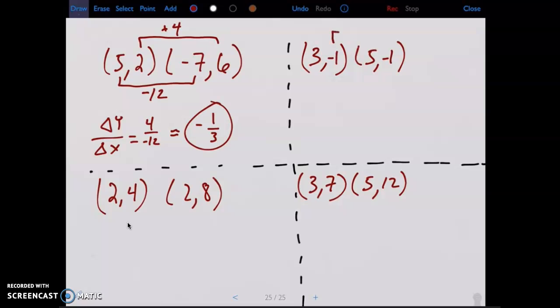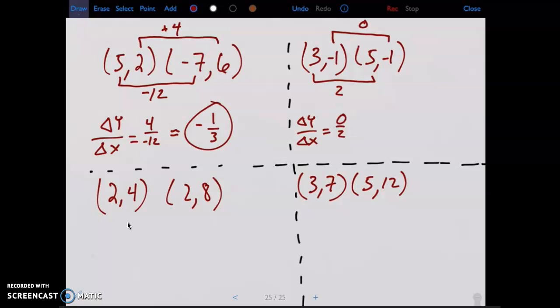Let's check this one out. So here I'm noticing the y's are staying consistent. So to go from negative 1 to negative 1, that's a change of 0. And to go from 3 to 5, that's a change of 2. So my delta y over delta x here, notice my notation. It's pretty important. Is 0 over 2.